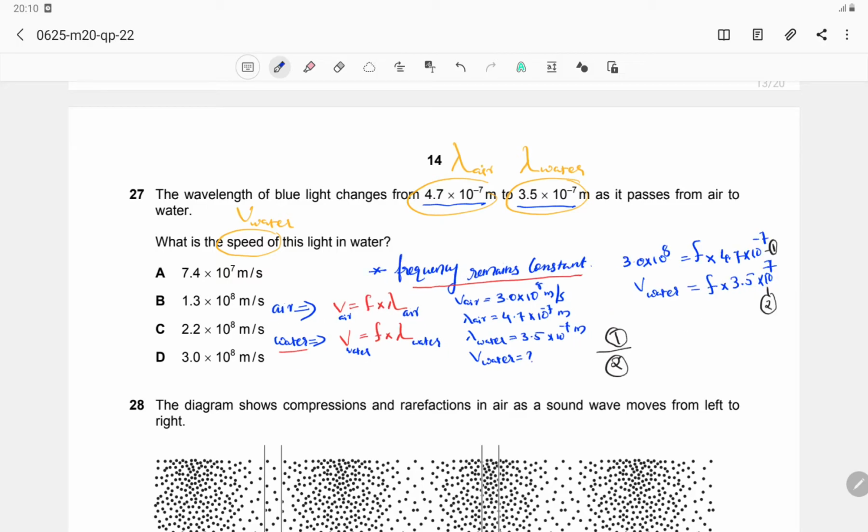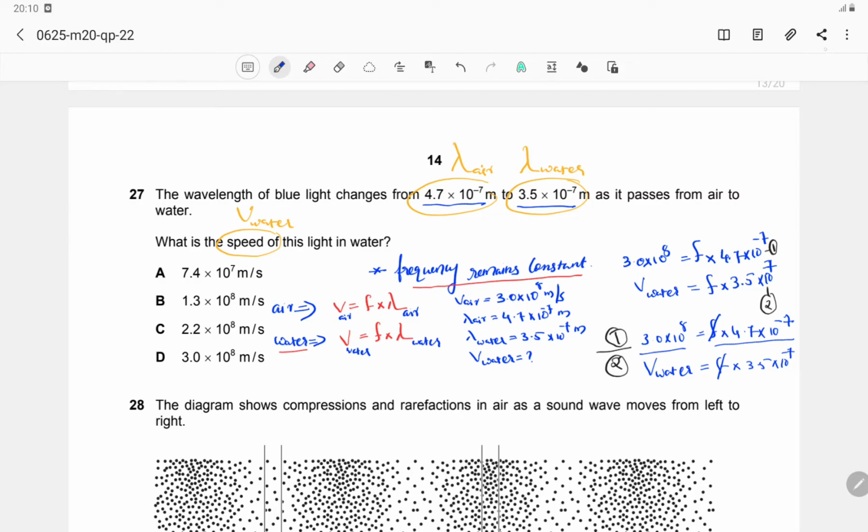So when you divide, you will get equation 1, 3 × 10^8 equals f times 4.7 × 10^-7, divided by the second equation, velocity of water equals f times 3.5 × 10^-7. LHS and RHS you can divide separately. As you can see, frequency is common in both, so you can cancel it out.